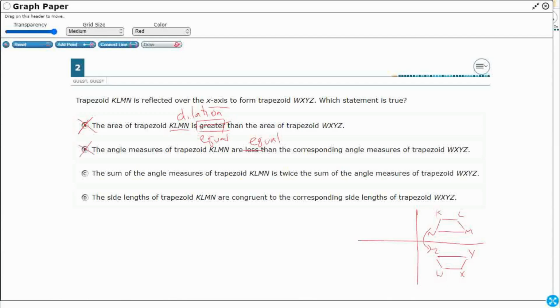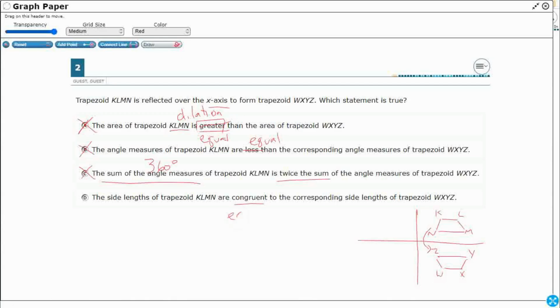C, the sum of the angle measures of trapezoid are twice the sum. Look, it's a trapezoid. What is the sum of the angles of any quadrilateral? 360 degrees. I don't care how big it is or how small it is. The angle measures in a quadrilateral, which a trapezoid is, are always going to be 360. So we're not going to double the sum. That's ridiculous. And then the side lengths of trapezoid are congruent.